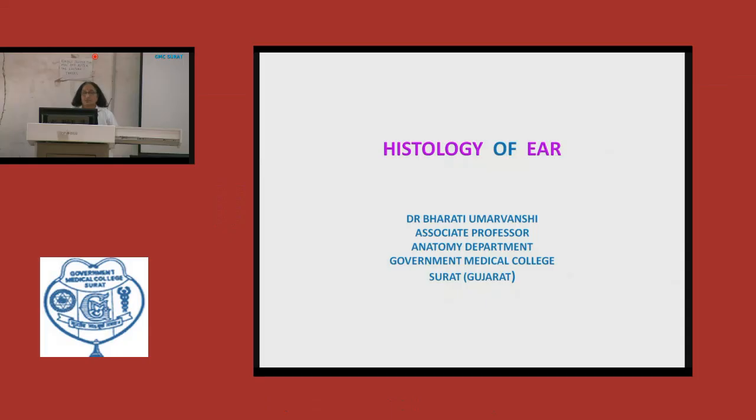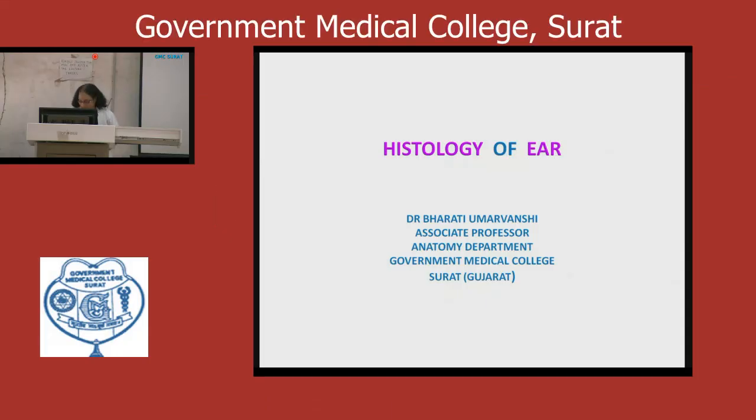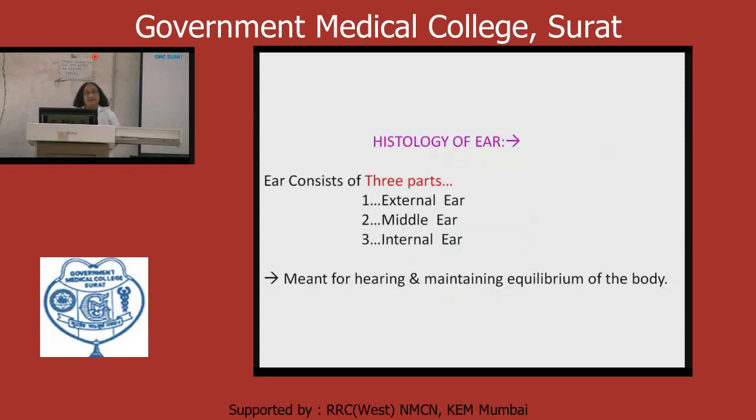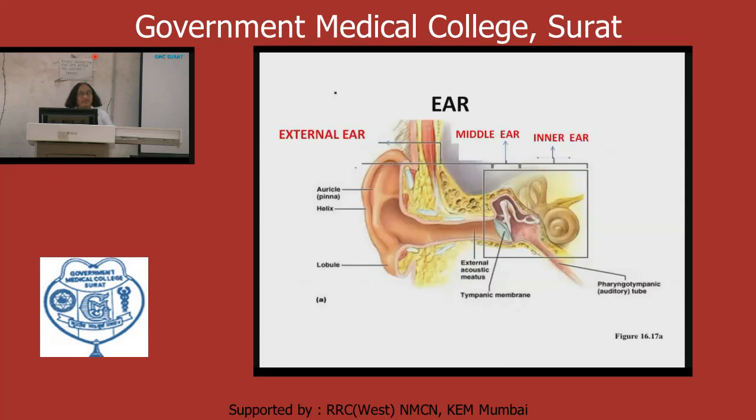Good morning, friends. I will start with the histology of the ear. Now, the human ear consists of three parts. In the given diagram, you can visualize the external ear, then the middle ear, and the internal ear. The external ear is totally visible on the side of the skull.